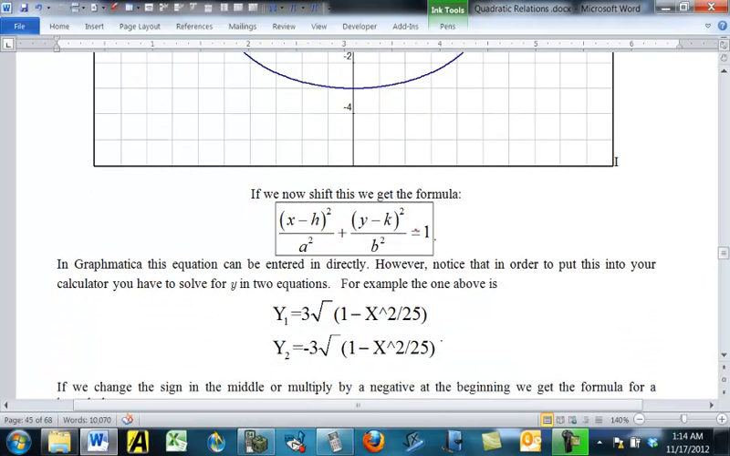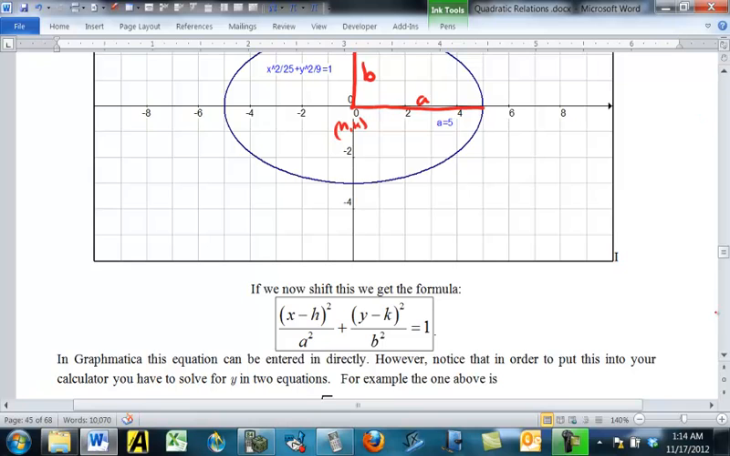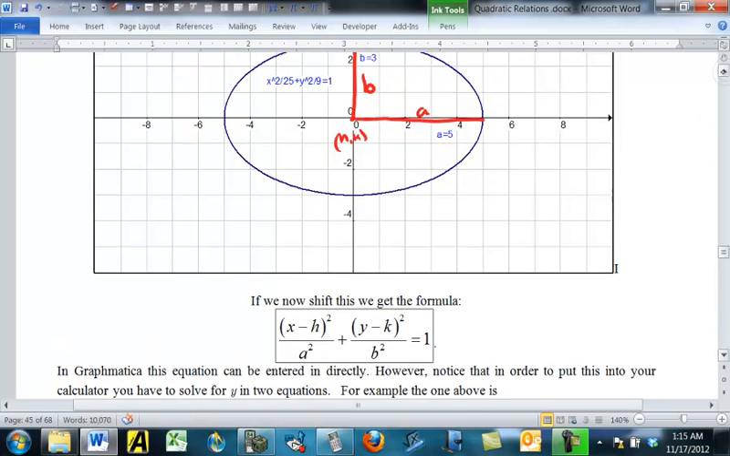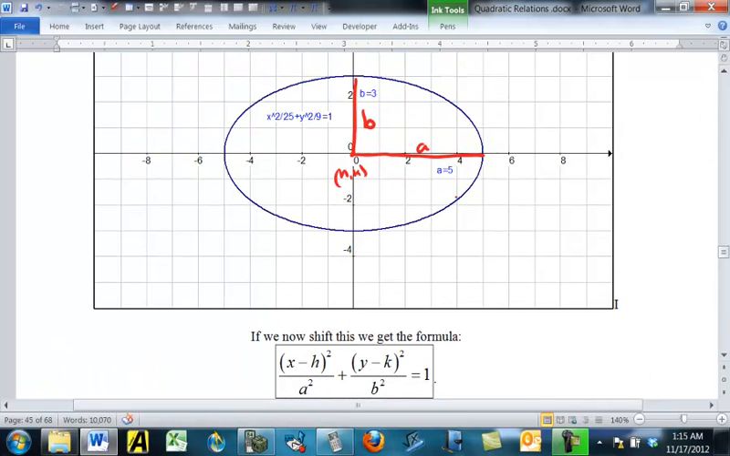Now if you're going to put this in your calculator, you have to solve for y, and you can't do it in one single equation, but you could do it with two square roots, one square root for the top half and the other square root for the bottom half.